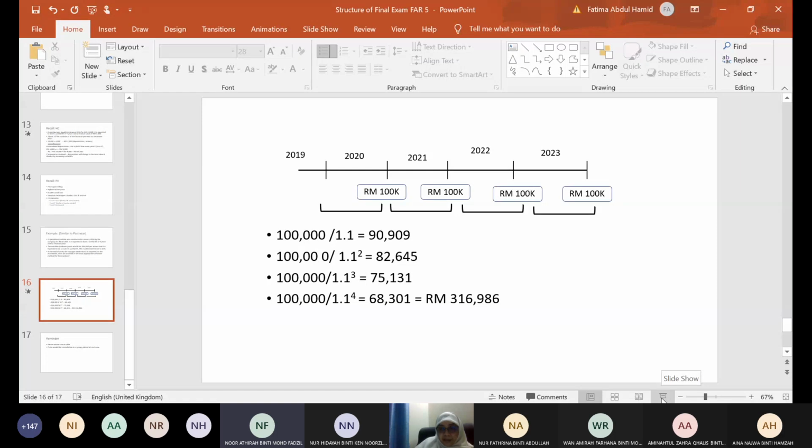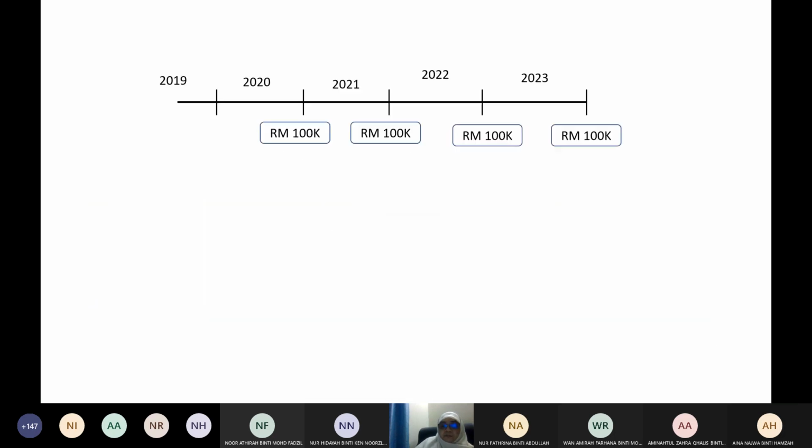No, madam, so far okay. All right, excellent. As I said, this is just a revision because you have done all this before. But you have to be confident to recall all this, because this is the final FAR paper and you have to recall what is fundamental, what is important.